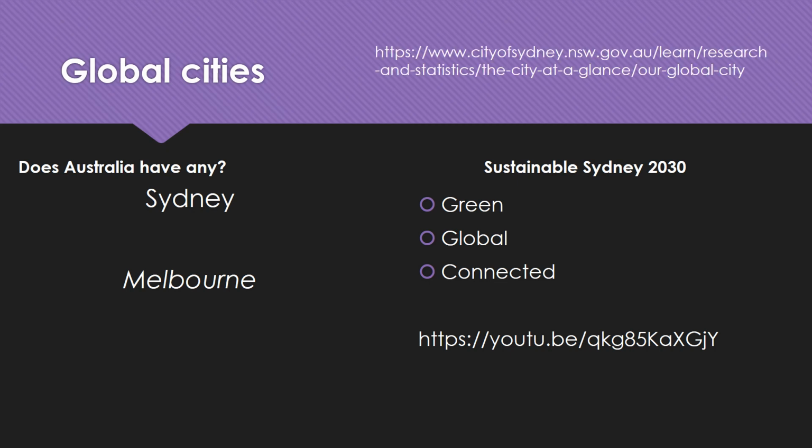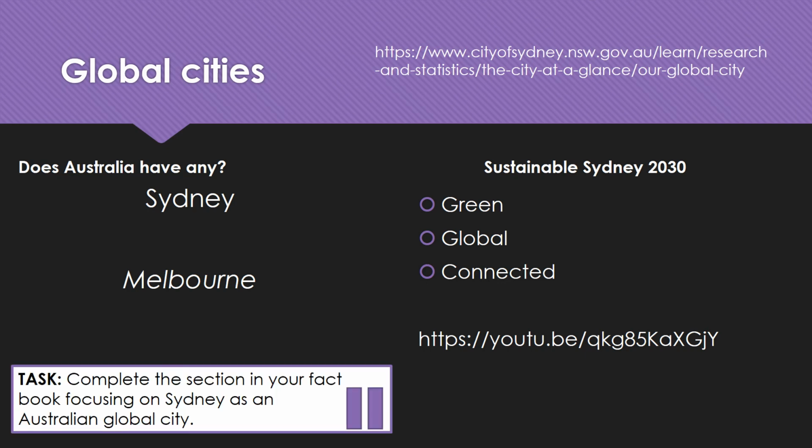If you still want a bit more information, here's the website that tells you a bit more about what they're doing. So if you're struggling to use that as a link, if you just type in City of Sydney into Google, and then when you get to that website, you click on where it says Learn, there's some tabs along the top, and then it comes up as Global City, and then you just click on that to find out a bit more information about what they're doing. So make sure you watch the YouTube video to start off with about Sustainable Sydney 2030, and then if you still want to find out some more information or you don't feel like you've got enough from that video, then click on that website as well.